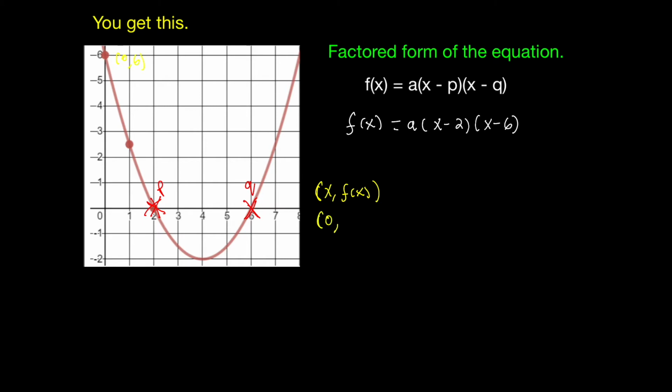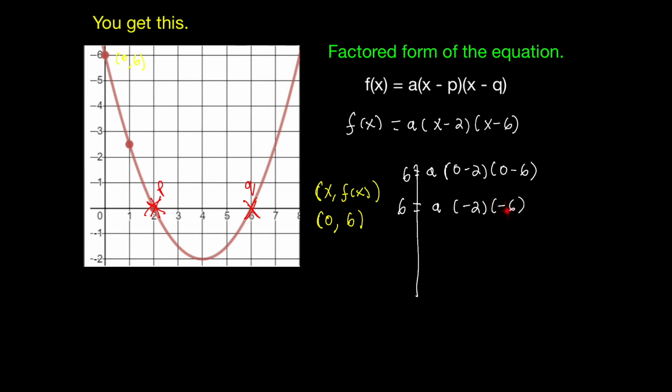So x is going to take on the place of 0, and then f of x is going to get replaced with 6. Doing those substitutions, now we can see that my f of x is going to become 6, and my x's are going to get replaced with zeros. So now we get 0 minus 2 and 0 minus 6, and we have to solve for a. On the right hand side, 0 minus 2 is negative 2, 0 minus 6 is negative 6. So we get that 6 is equal to a multiplied with negative 2 and multiplied with negative 6.